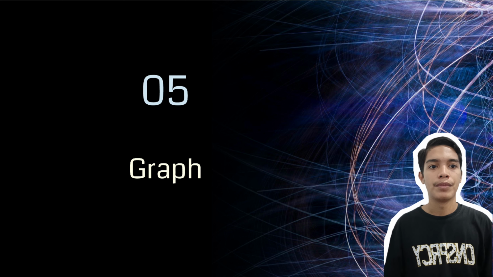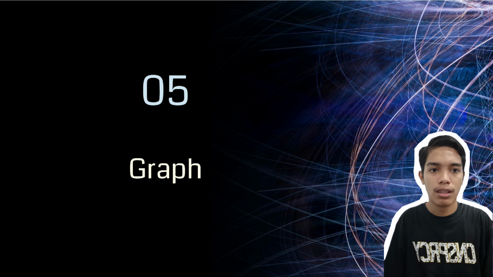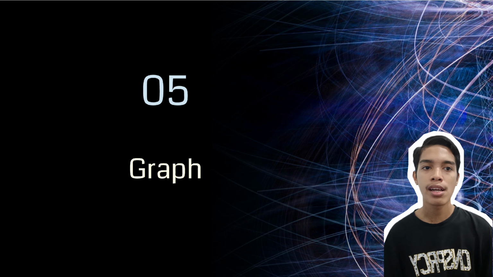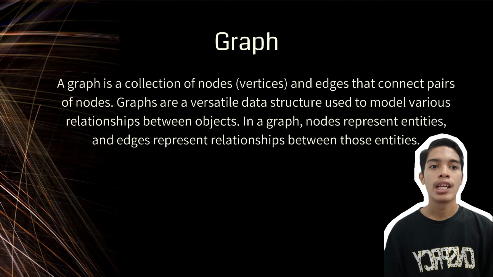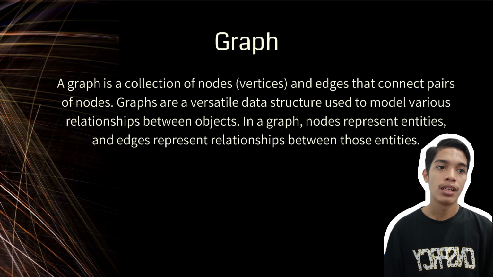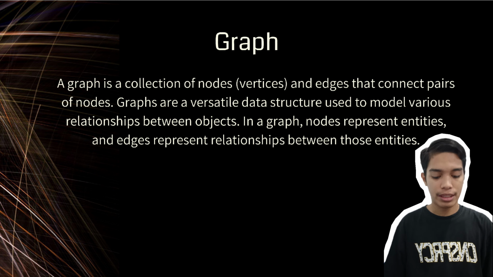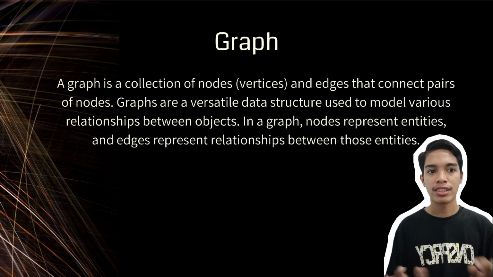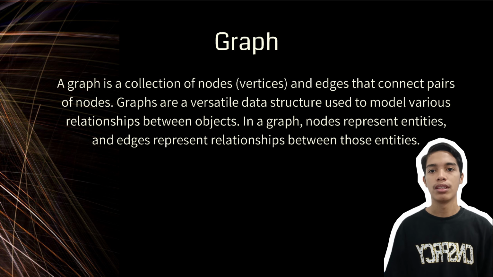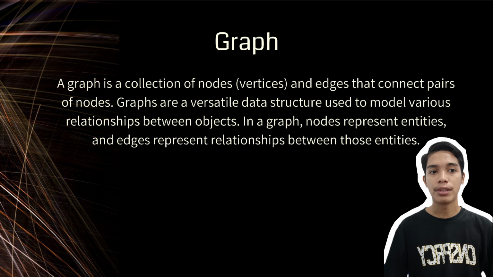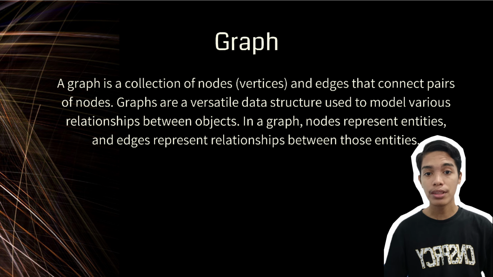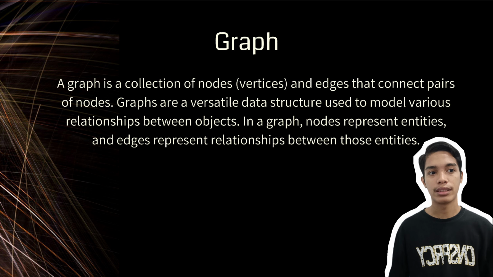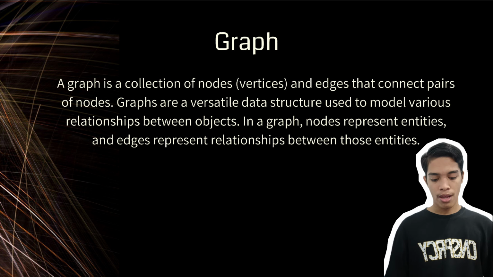So next, the last one, we can talk about the graph. A graph is a collection of nodes, vertices, and edges that connect pairs of nodes. So a graph is a data structure. It's a collection of nodes, and the edges are connections between nodes.